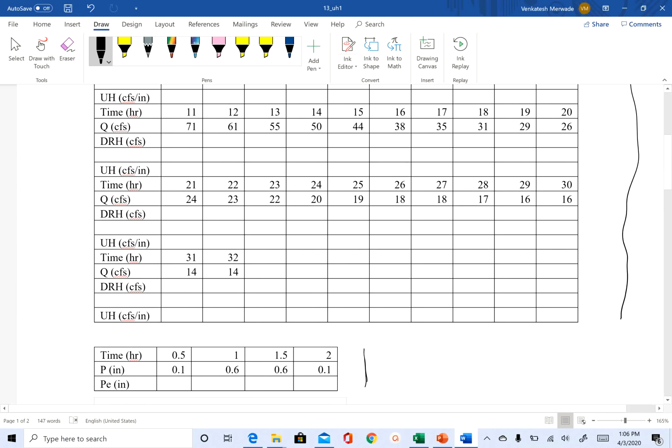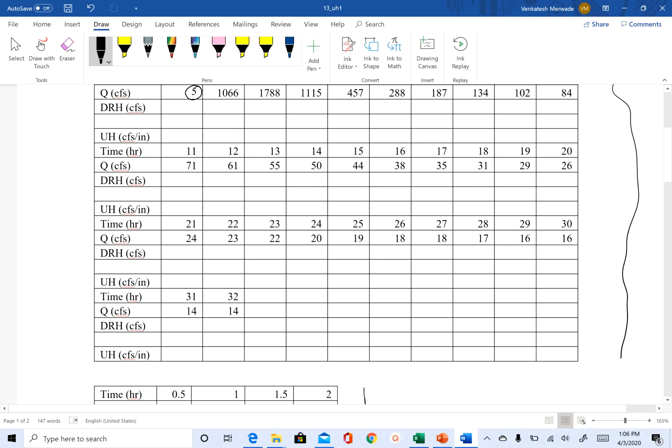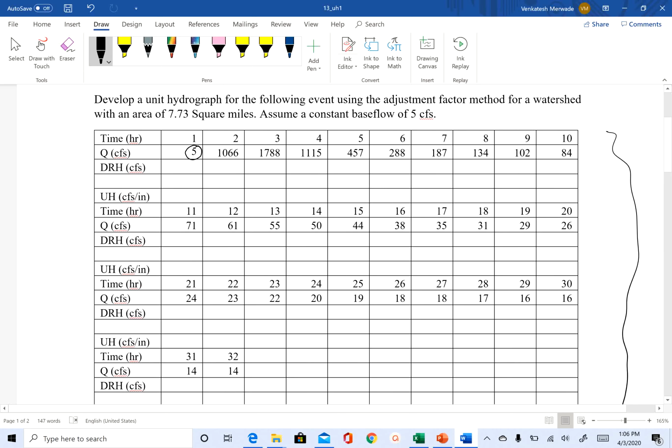So our first step is going to be to calculate the volume of the discharge or the direct runoff, and to do that we need to separate the base flow. So what we are going to do is, because we are going to assume a constant base flow of 5 CFS, we will subtract 5 from all the discharge ordinates to get the direct runoff.